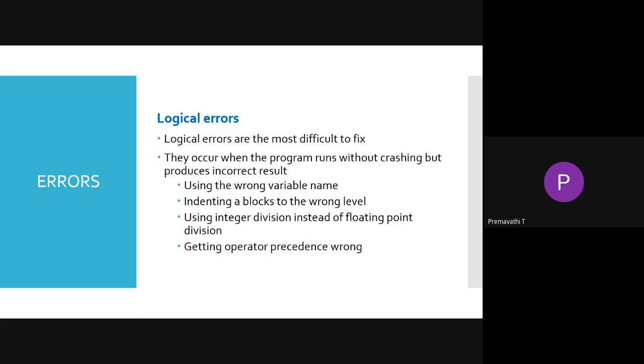Logical errors are the most difficult to fix. They occur when the program runs without crashing but produces an incorrect result. For example, using the wrong variable name, indenting a block at the wrong level, using integer division instead of floating division, or getting the operator precedence wrong. These are all called logical errors. So these are all the errors and the error types.